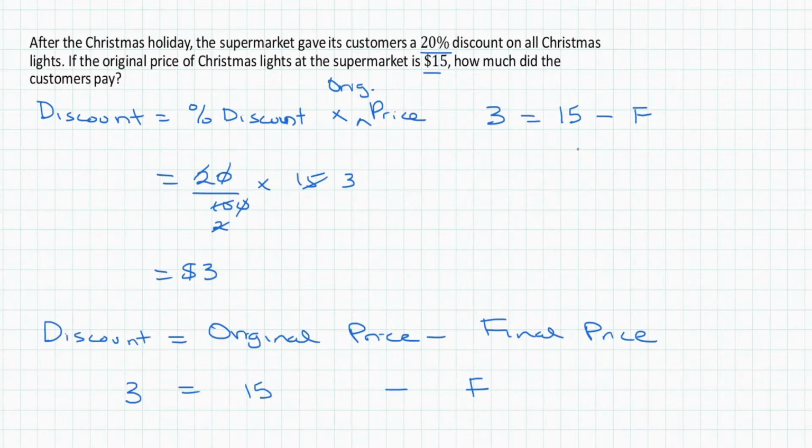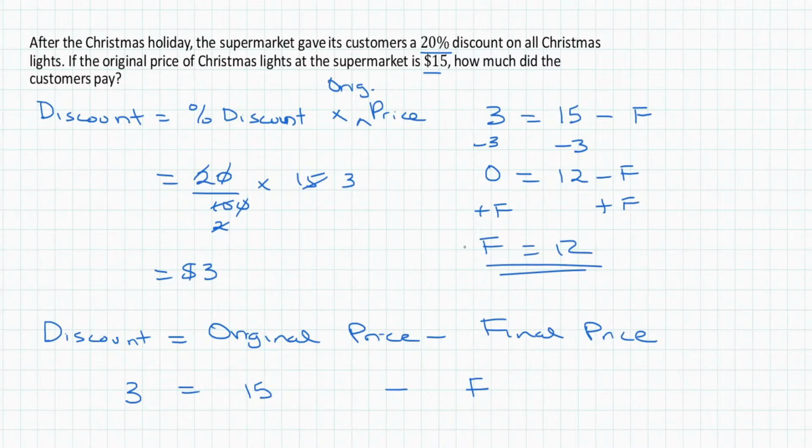So let's go ahead and do some manipulation here. I'm going to subtract 3 here, and that's going to give me 0, subtract 3 here also. 0 equal to 12 minus F. I'm going to add F here, add F here. So F equal to 12. So our final price is $12.